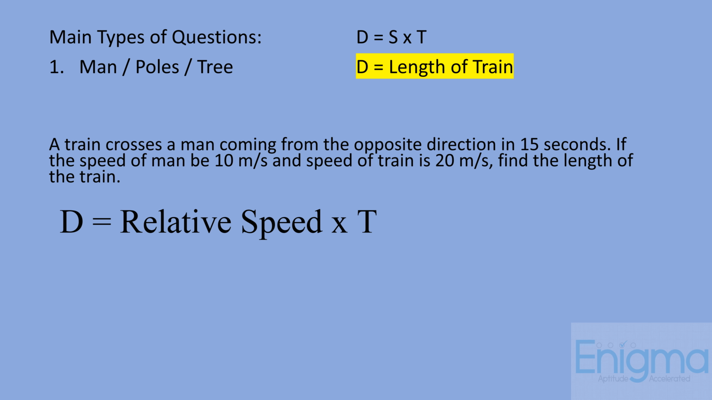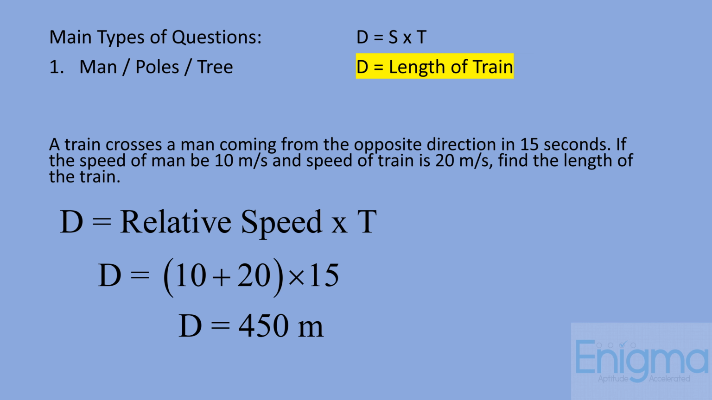Now distance is equal to speed into time in general terms, but here because there are two objects in motion, it will be relative speed into time. Now relative speed will be 10 plus 20 because they are traveling in opposite direction, and time is 15 seconds. So the answer will be 30 into 15, that is 450 meters.